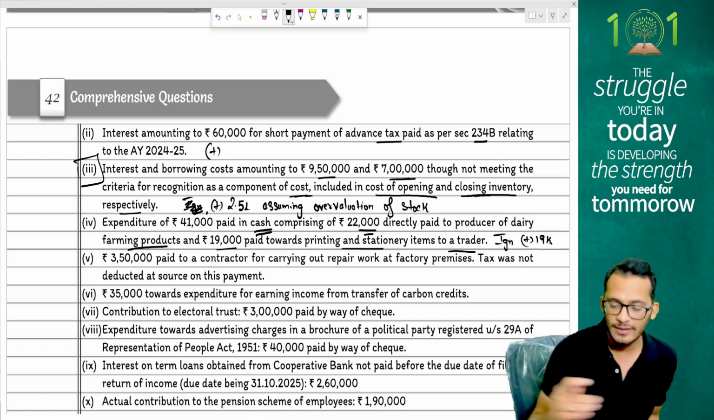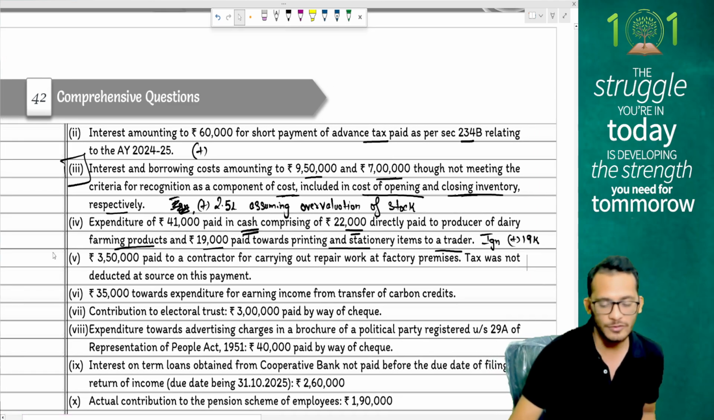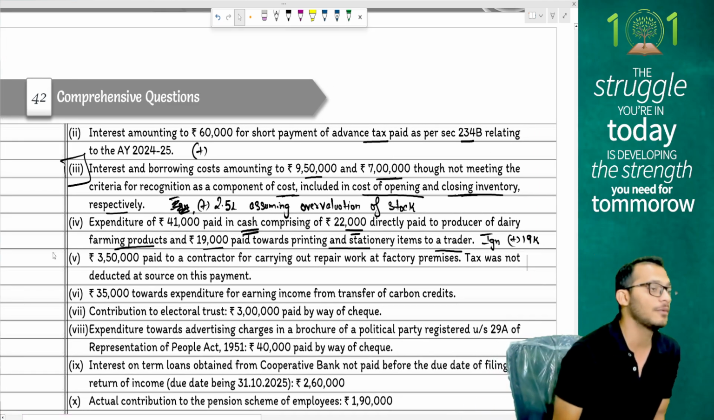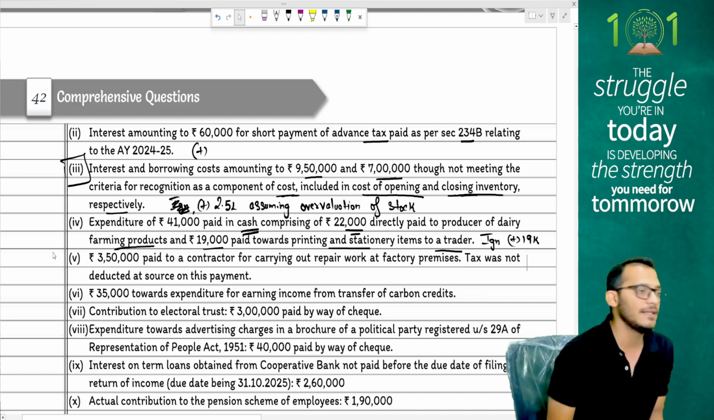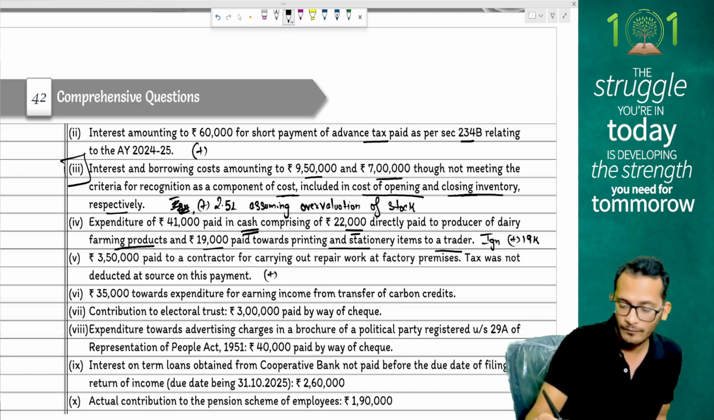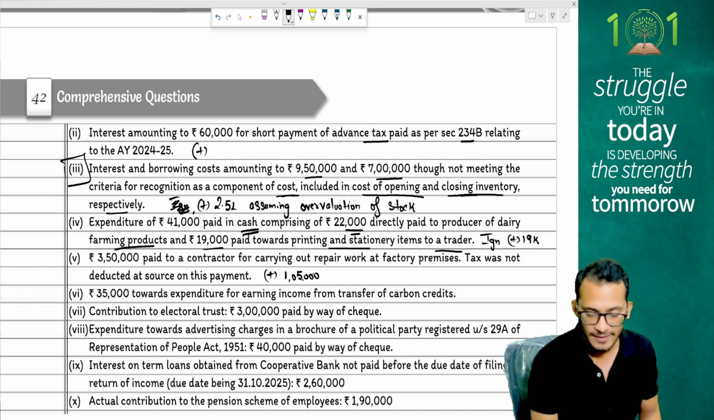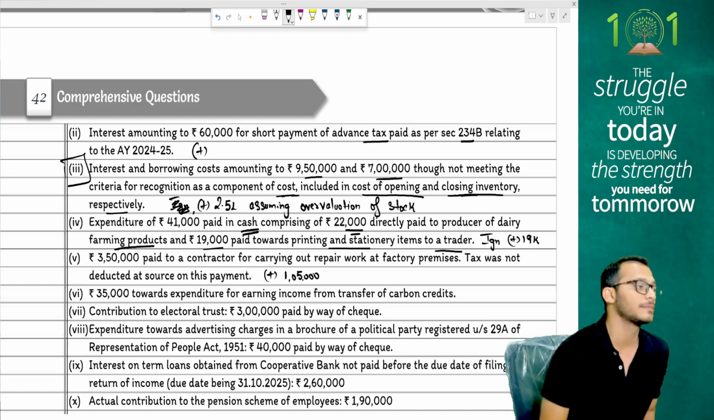Next, 3,50,000 is paid to a contractor for carrying out repair work at a factory premises. Tax was not deducted at source on these payments. I am not deducting TDS under 194C. I have to disallow 30%, so the number becomes 1,05,000. I have to disallow 1,05,000. Correct. Next.